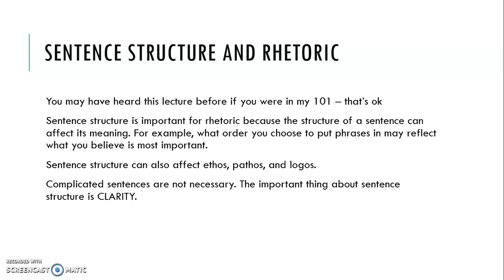The structure of a sentence can affect its meaning, it can affect your argument. You can use the order of a sentence to emphasize certain things, make certain things more subtle, and guide your reader through your argument. Sentence structure also affects ethos, pathos, and logos, because if you are consistently writing sentences incorrectly, that affects your ethos, your reader's sense of your own authority.